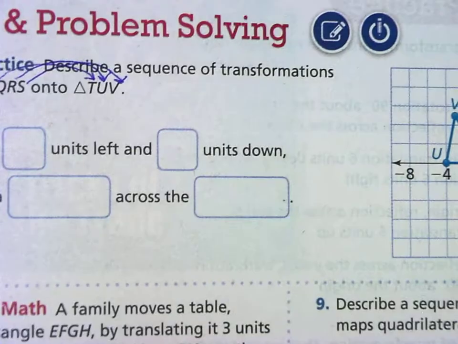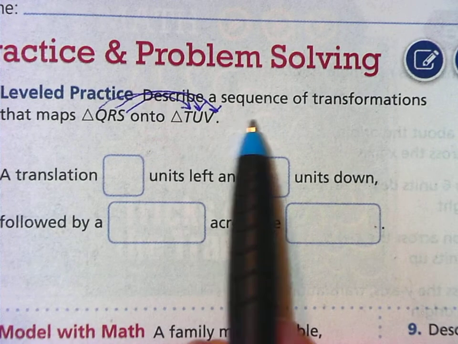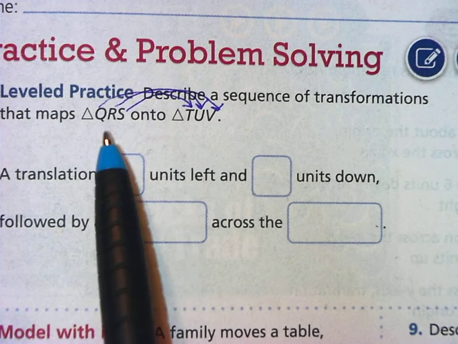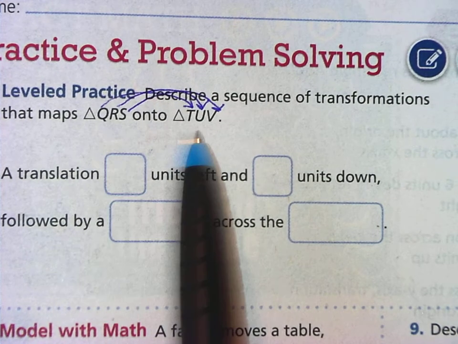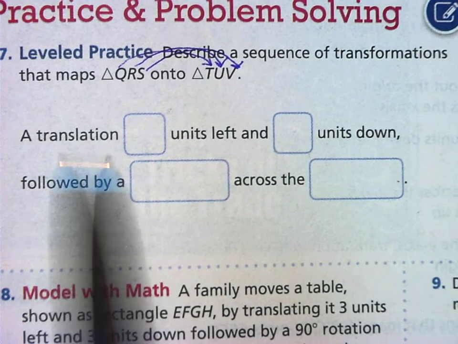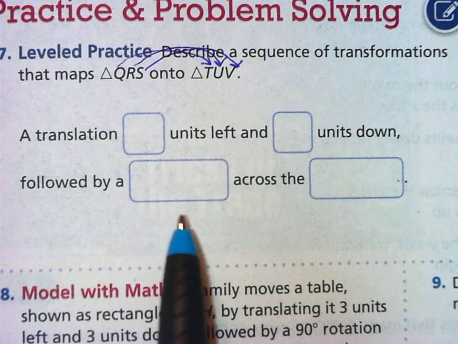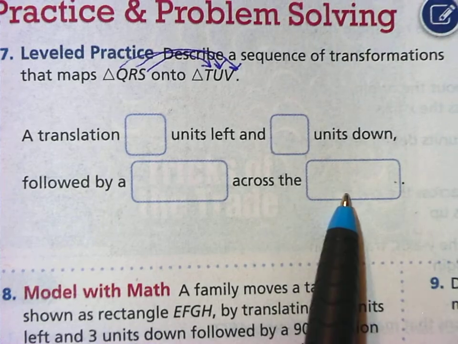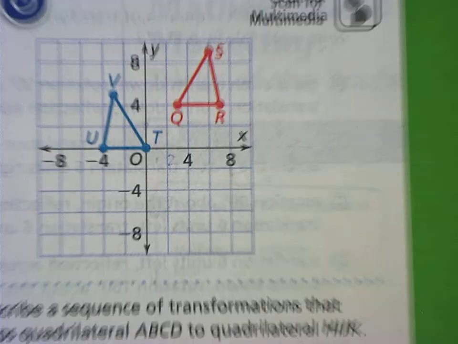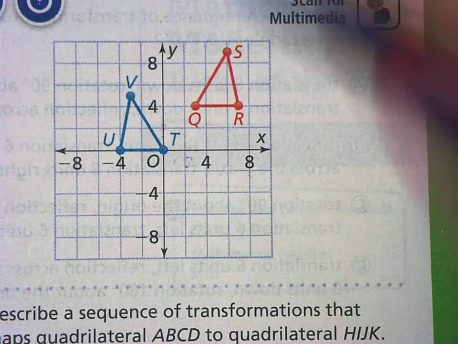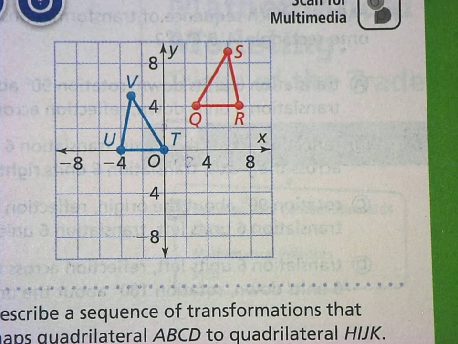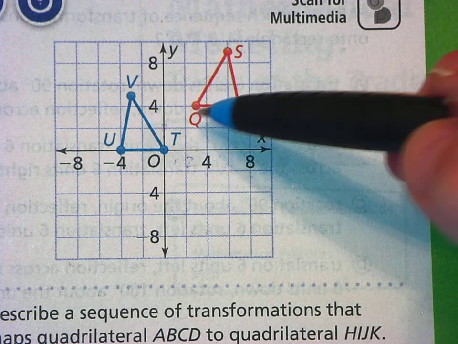Okay, so now this says, describe a sequence of transformations that maps the red triangle onto the blue triangle. Describe. So now they've given you a little hint. They want you to translate first and then followed by something across something. So let's see what we can do to translate first. Okay, so let me just make this a little bit bigger. So we're going to translate. We're going to slide. So there's actually a couple different ways that you could translate.